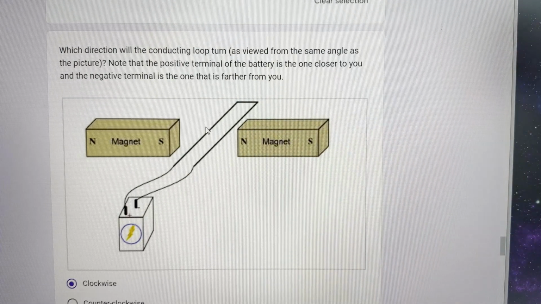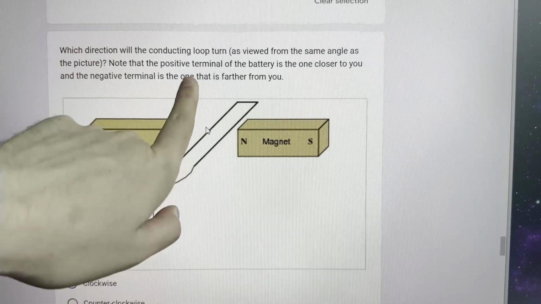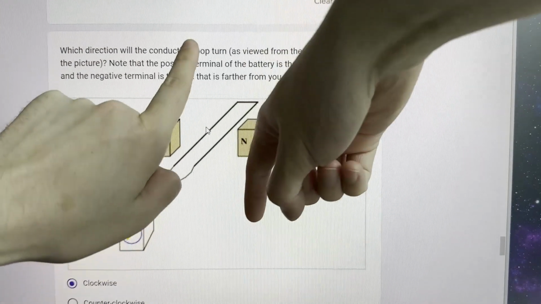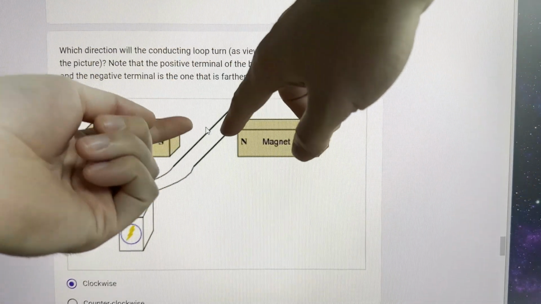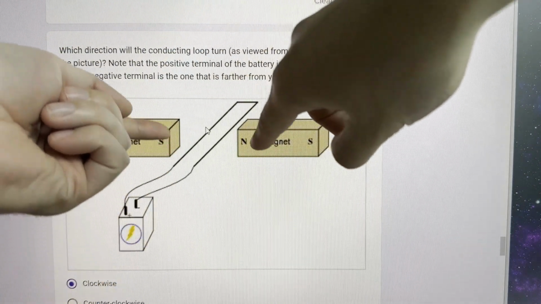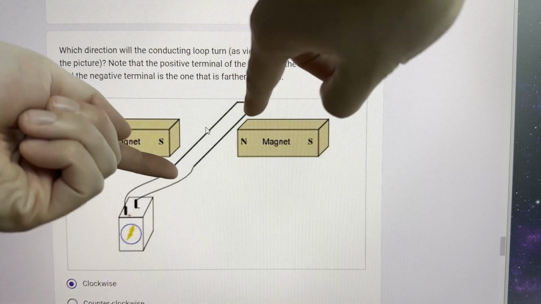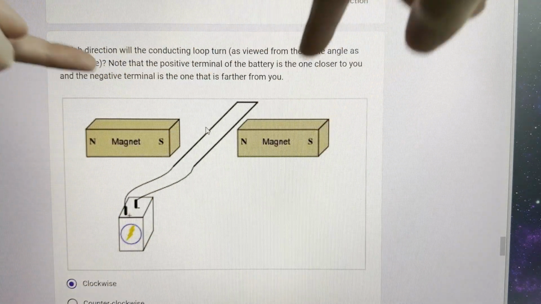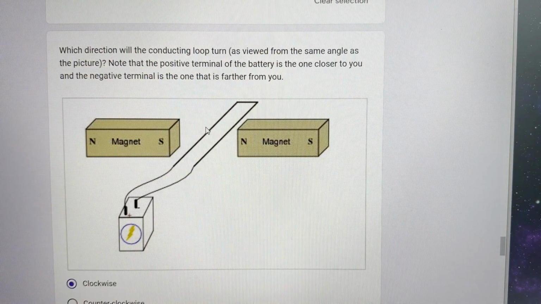So let's think about that. This section of the wire we said was feeling a force up. This section of the wire we said was feeling a force down. So what's going to be the effect of that in terms of rotation, right? If you push this up and this down, it's going to rotate like this, the way a clock rotates, right? 12 o'clock, 1 o'clock, 2 o'clock, 3 o'clock. So it's rotating clockwise.